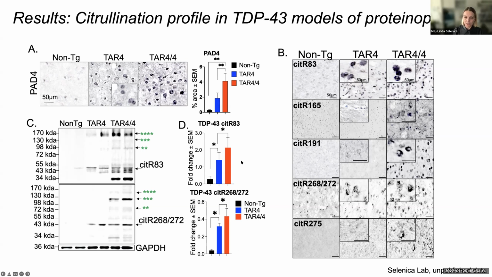This is a quantification of the biochemical data. We also demonstrate the profile of citrullination of TDP-43 in the TAR animal model, in both the heterozygous and the homozygous model, confirming the presence of citrullinated TDP-43 in neurons in the homozygous TDP-43 transgenic mouse model.